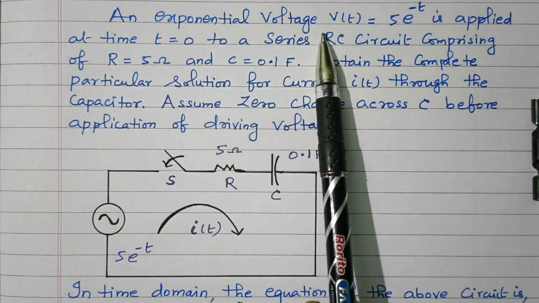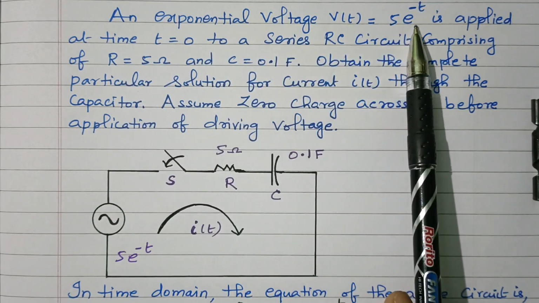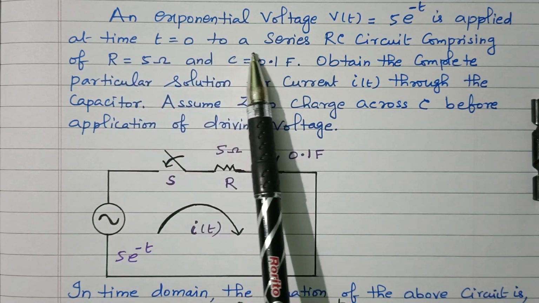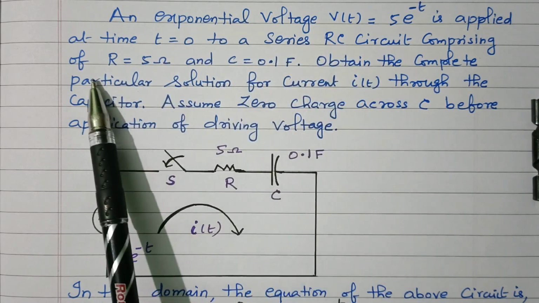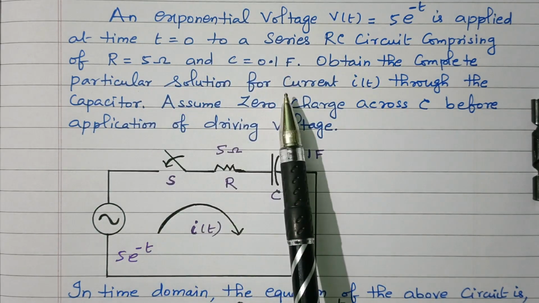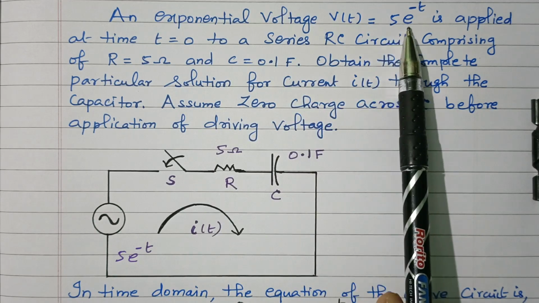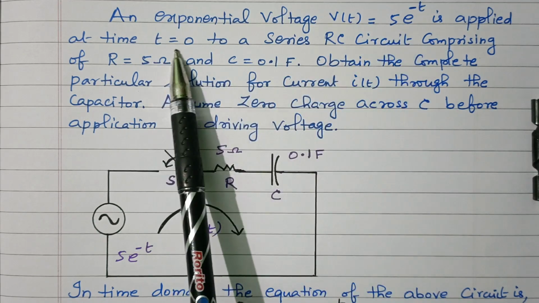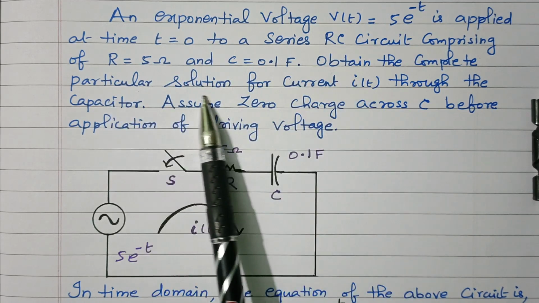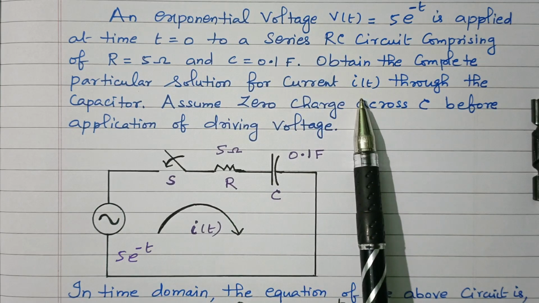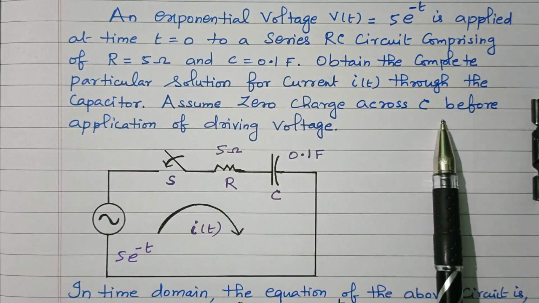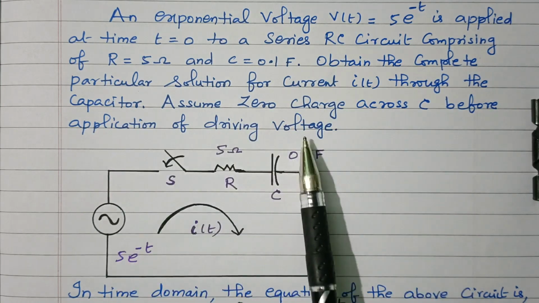An exponential voltage V of t equal to 5 e power minus t is applied at the time t equal to 0 to a series RC circuit comprising R equal to 5 ohm, C equal to 0.1 farad. So 5 e power minus t voltage is applied at t equal to 0 to the RC circuit. Obtain the complete particular solution for current I of t through the capacitor. Assume zero charge across capacitor before application of driving voltage.